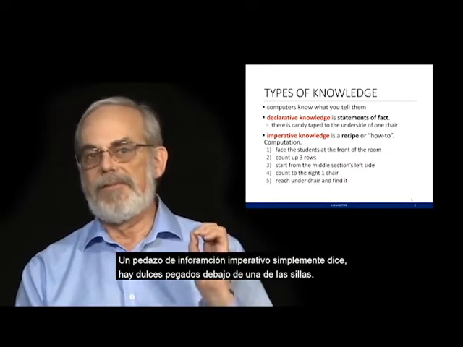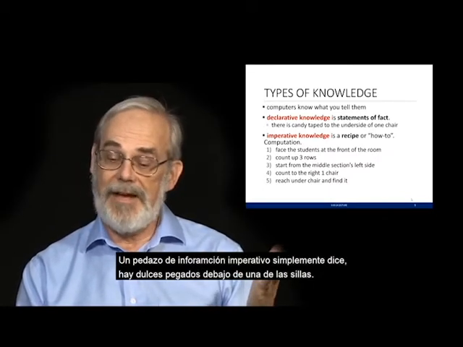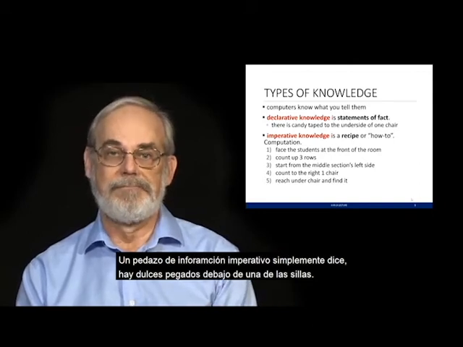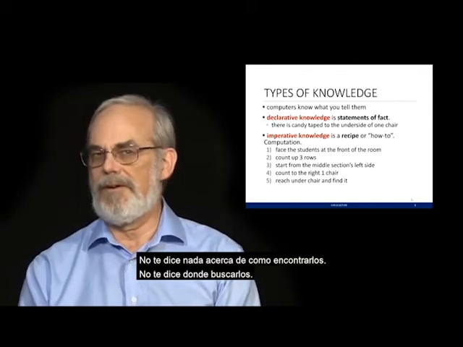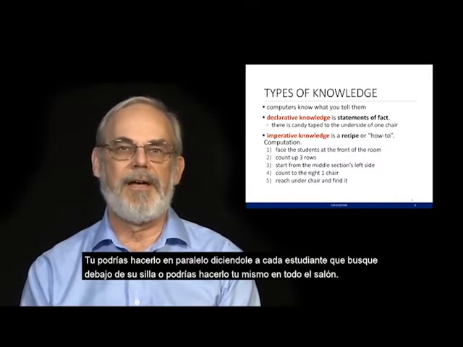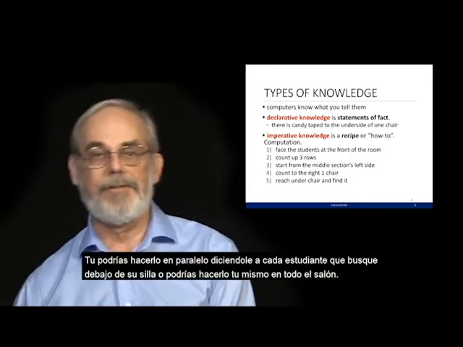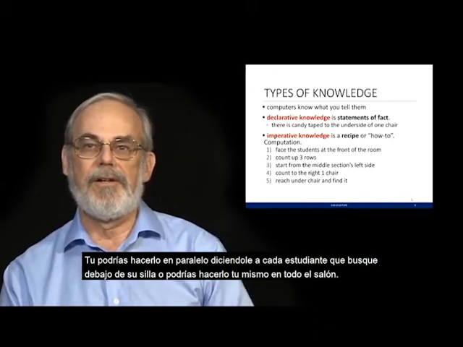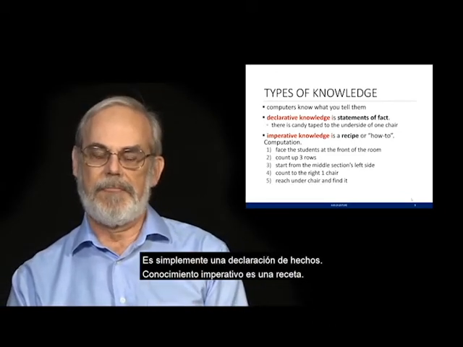A declarative piece of information simply says, there's candy taped to the underside of a chair. It doesn't tell you anything about how to find it. It doesn't tell you where to look for it. You'd either have to do it in parallel by having every student reach under the chair, or search the entire lecture hall. It's simply a statement of fact.